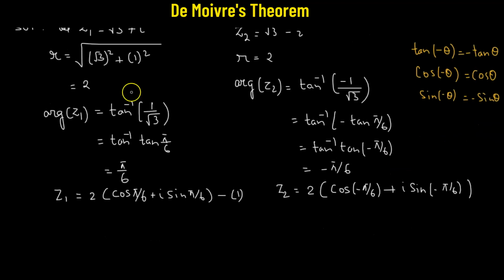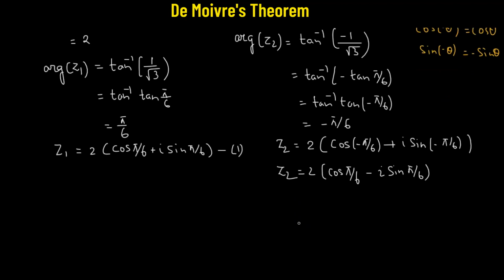So since we have our argument as negative pi over 6, this is going to give us a value 2 times positive cosine of pi over 6, and sine of negative pi over 6 is going to give us negative iota times sine of pi over 6. So this is the value of our complex number z2. Let's label this as equation number 2.